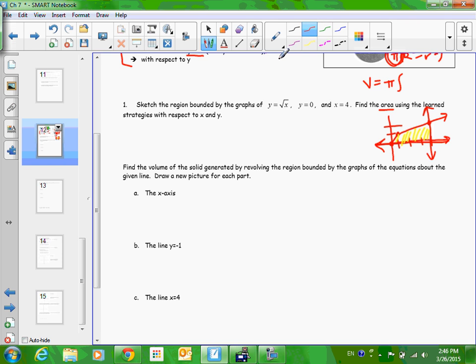If you got to choose which way you find area, would you choose with respect to x or y? So let's do x first, and then we're going to do y. So the area would be, integration from what to what? What are the x values that you start and stop at? 0 to 4. And then we go the top curve, square root of x, minus the bottom curve, 0, dx. And you type this in your calculator.